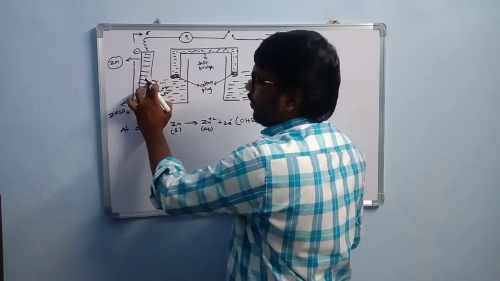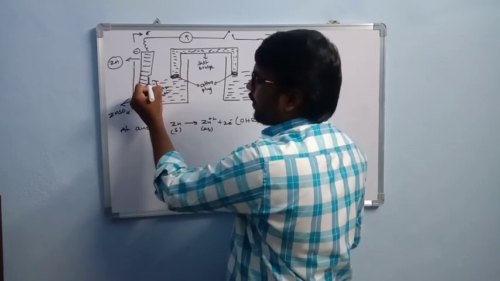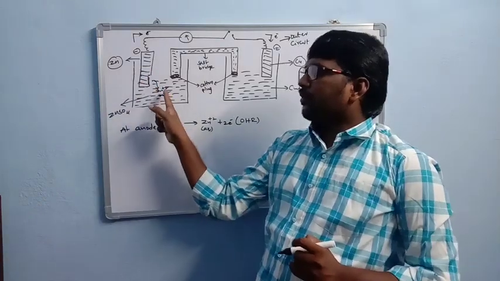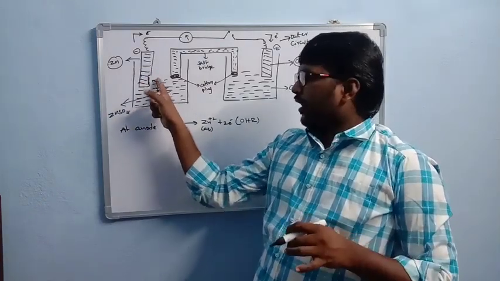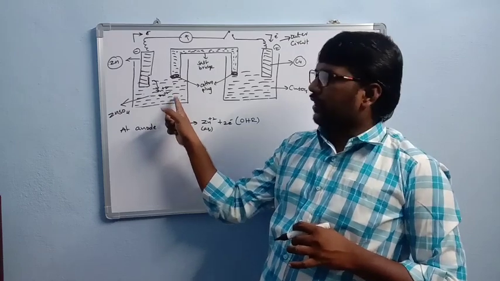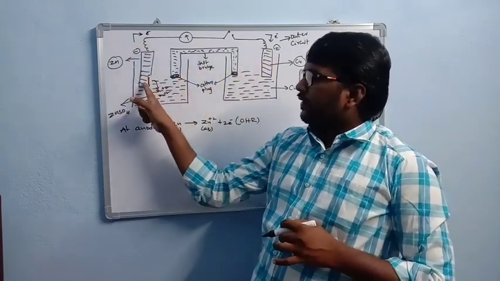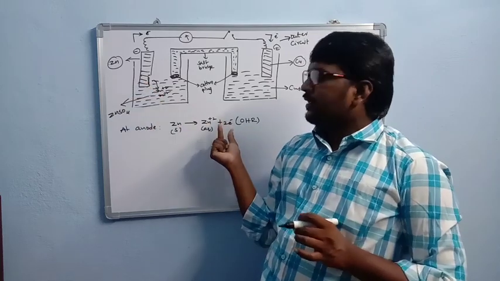Due to this, the zinc electrode is converted into Zn plus 2, and the weight of the electrode decreases. The Zn plus 2 ions enter into the electrolyte solution, and the released electrons are transferred towards the cathode. That's why the size of the anode decreases.